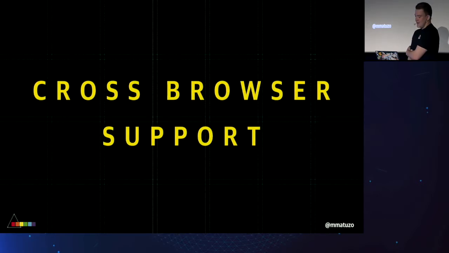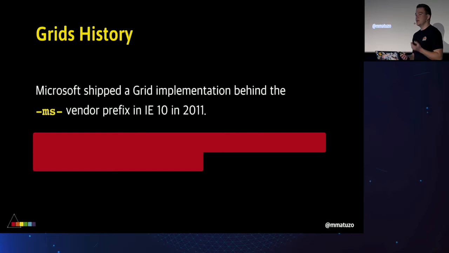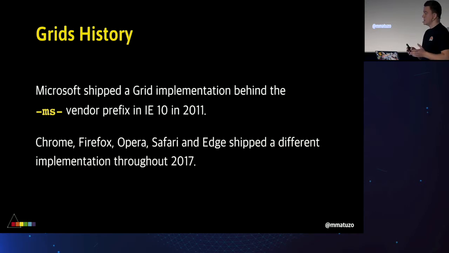The last topic for today is cross-browser support. If you remember, I told you that Microsoft shipped an implementation of Grid behind the MS vendor prefix in 2011, so 7 years ago. All the other browsers shipped theirs in 2017. And in between those 6 years, a lot of things have happened. A lot of things have changed, and the implementation of Grid we have today is very different to the one in IE 10, 11, and early versions of Edge.